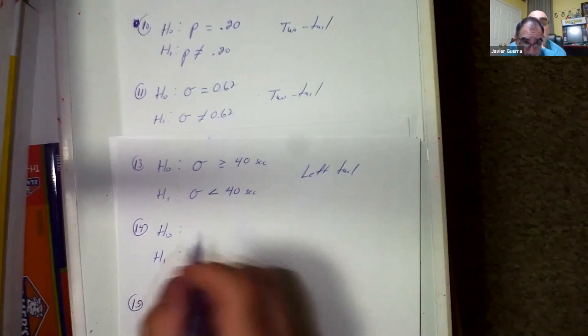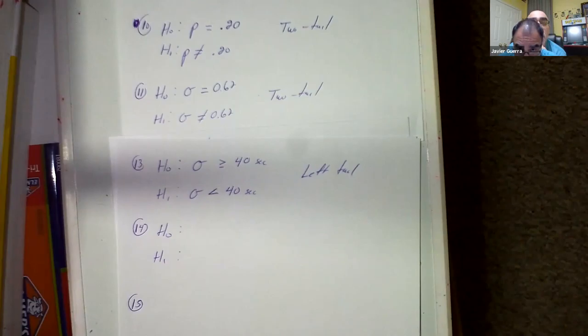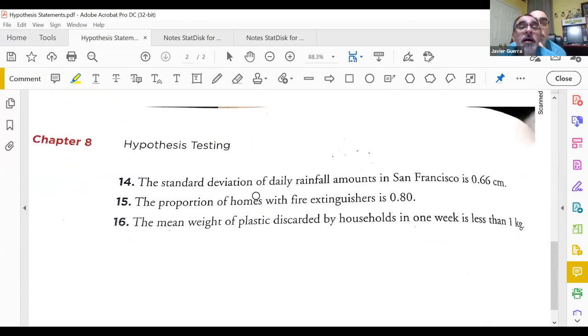All right, we've got two more or three more. Let's do 14. Let's see if I can find 14. Oh, 14 is the next page. The standard deviation of daily rainfall amounts in San Francisco is 0.66. Okay, so it's the standard deviation, so I'm going to use the sigma.